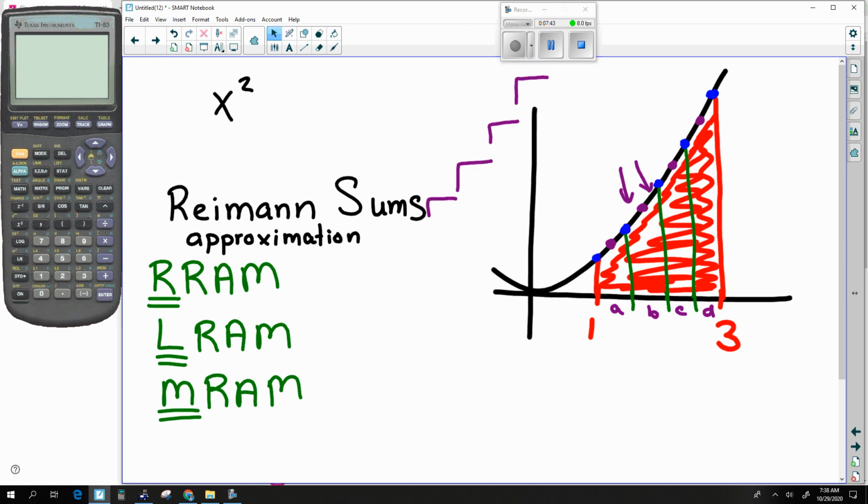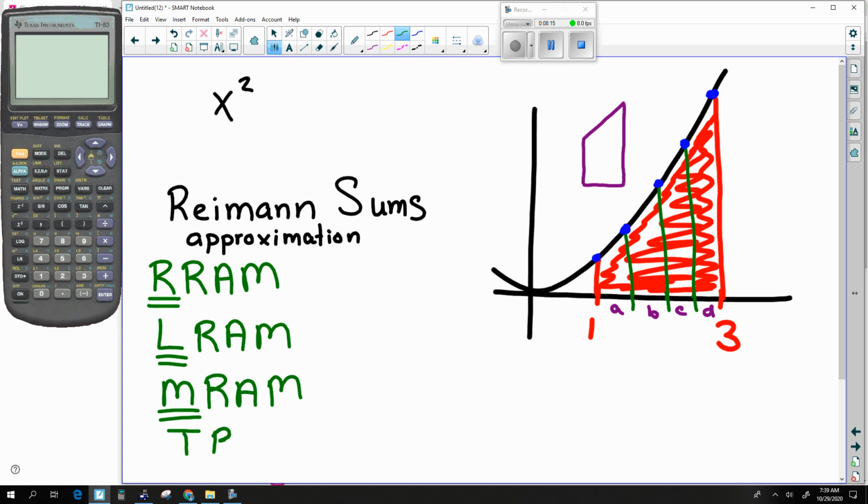And then last but not least is the trapezoidal approximation. If you recall what a trapezoid looks like, you have a height and then it will look something like that. That's your trapezoid. That's what your trapezoids are going to look like. So, it's a trap. Admiral Ackbar would be happy. All right, it's a trap.